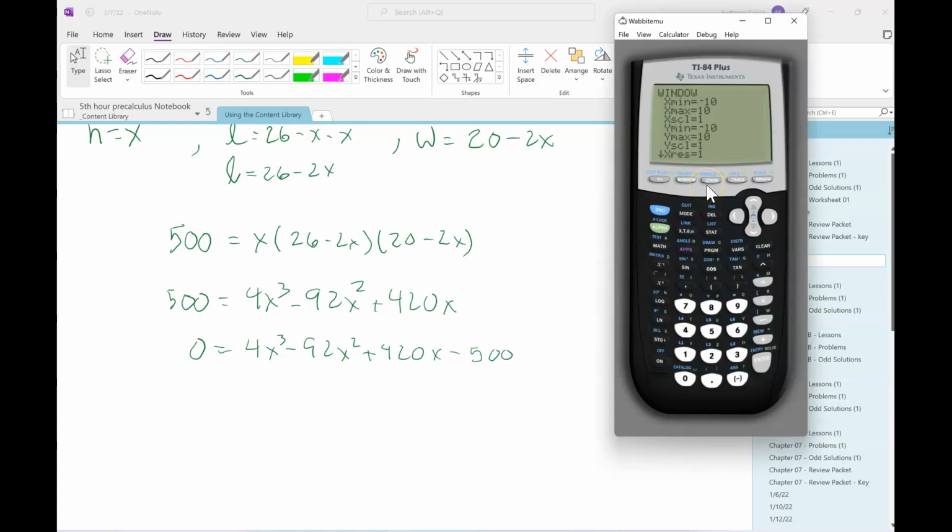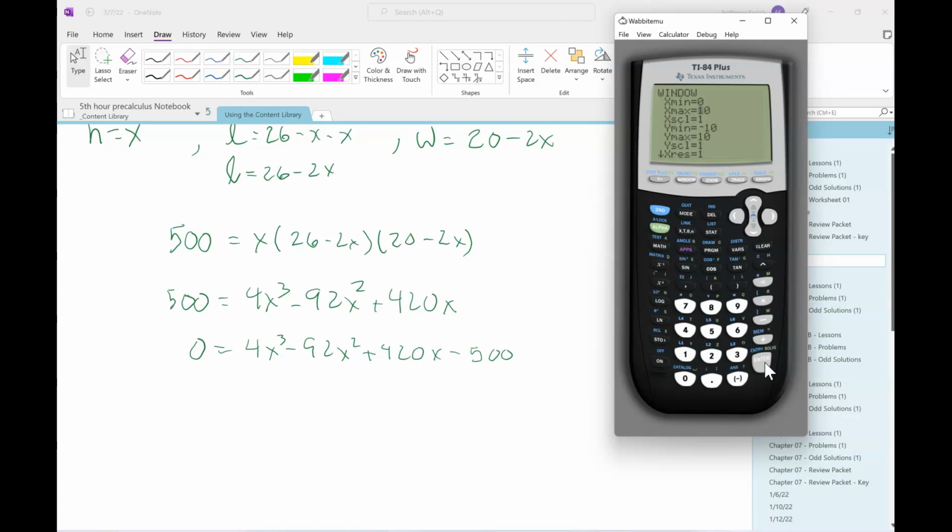But before I hit graph on this, I'm going to have to worry about sorting my window out, right? Okay. So x is representing a side length of the box, correct? What do we know about side lengths of boxes? What kind of numbers can those be, or can't those be? Can't be negative. So the x-min certainly should start at 0, right?